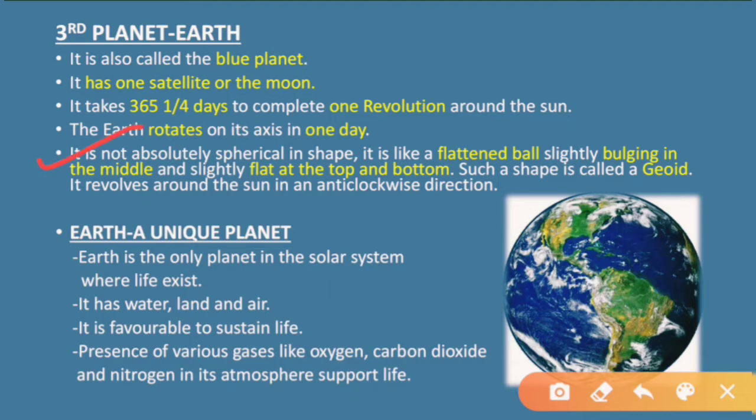Coming to the next point, it is not absolutely spherical in shape. It is like a flattened ball, slightly bulging in the middle and slightly flat at the top and the bottom. Such a shape is called a geoid.